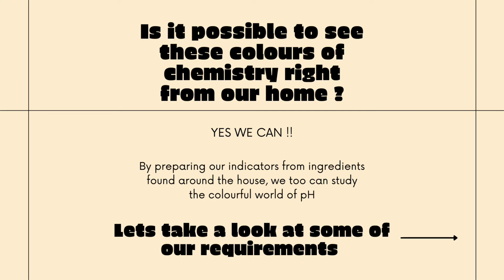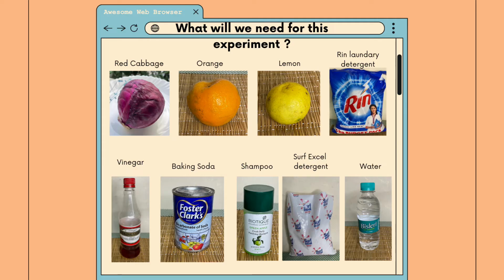So let's take a look at some of our requirements. To perform this experiment, we will require red cabbage, citrus fruits like orange and lemon, laundry detergent like Rin and Surf Excel, vinegar, baking soda, shampoo, and water, along with some bowls and spoons.